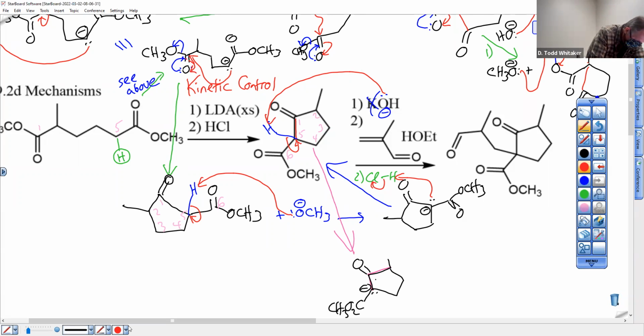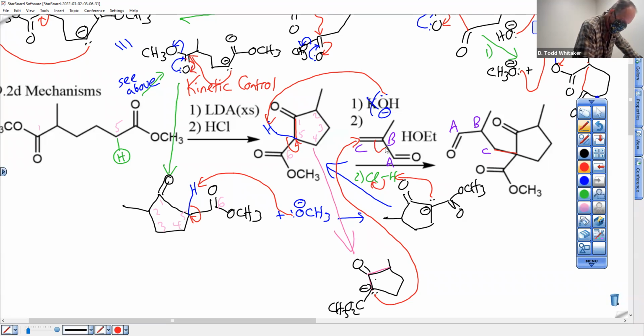We've got this species here. A, B, C. The carbonyl is still a carbonyl. The B still has a methyl. C got attacked. I hope it's clear. C got attacked. There's a new bond between the ring and C. Please attack C. It's called 1,4 addition. This arrow here is 1,4 addition.